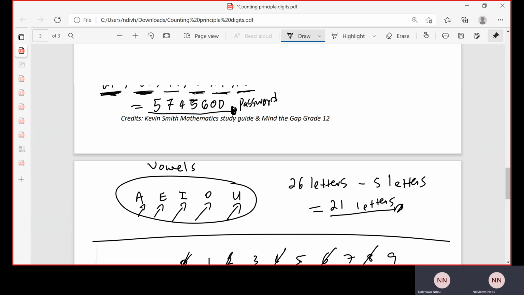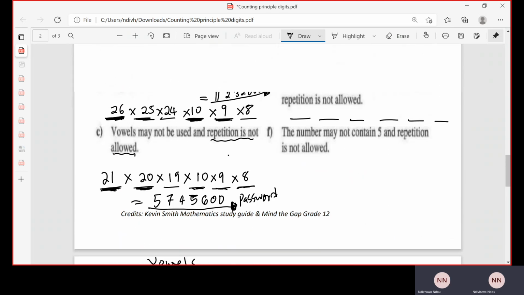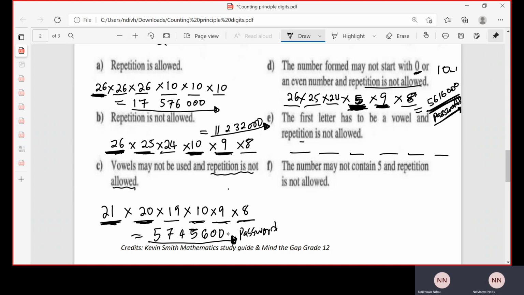If they're saying the first letter must be a vowel, I only have 5 choices of vowels. So in the first position, it will be 5. Don't make that mistake that I highlighted in D. The first one, they only restricted you here. The first one must not be a vowel. It means here we can use a vowel.